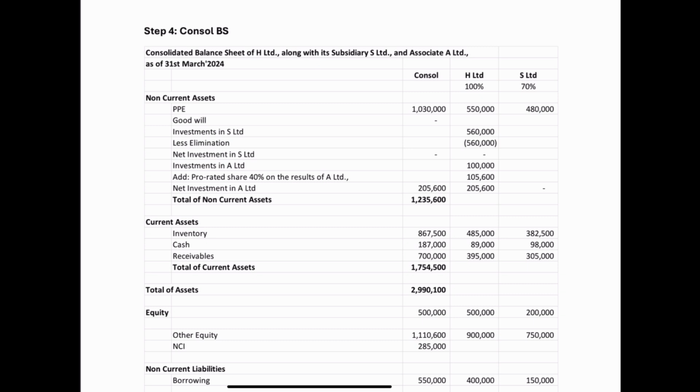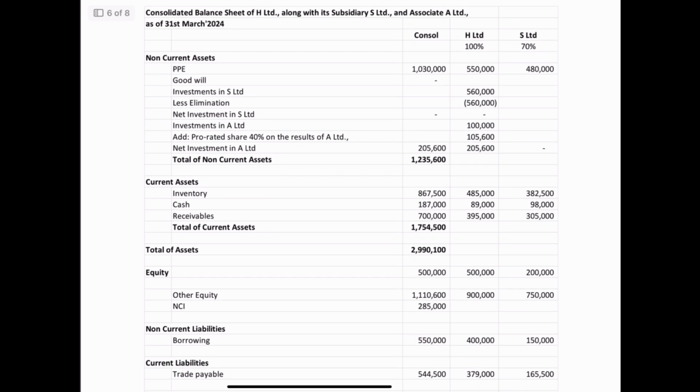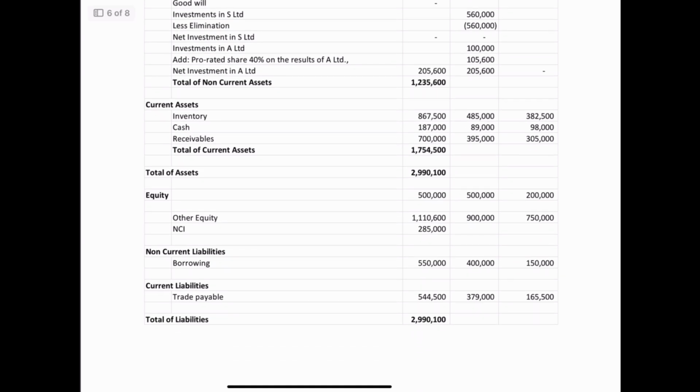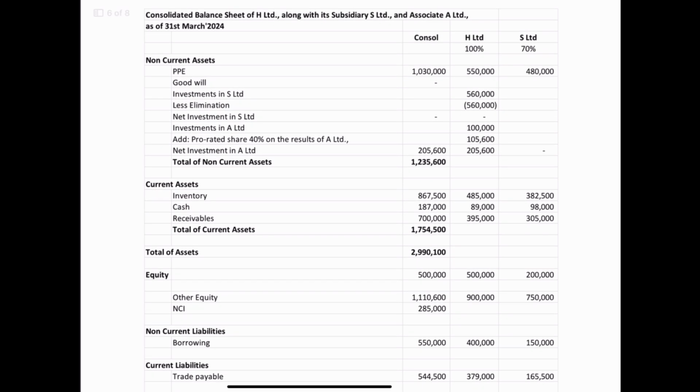So you'll have to ensure you follow the standard format where you'll have to put the heading as consolidated balance sheet of H Limited along with its subsidiary S Limited. Okay, and associate A Limited. So the title should be very clear. And this is as of 31st March 2024. And you'll have to follow the schedule 3 format. So where we'll have to show separately non-current assets, current assets, and the equity, non-current liability, current liability. So you'll have to try to follow the standard format.